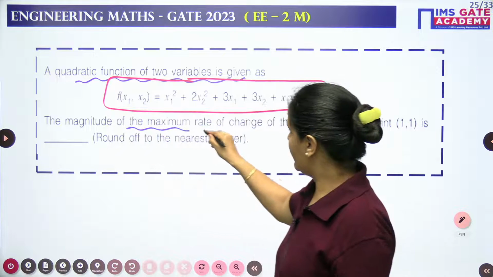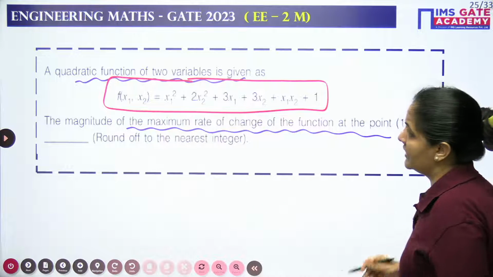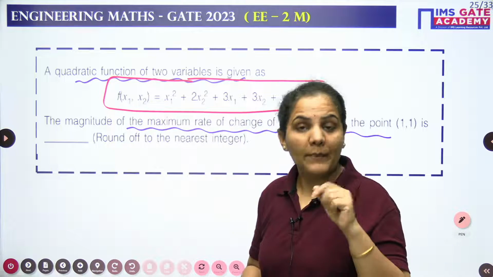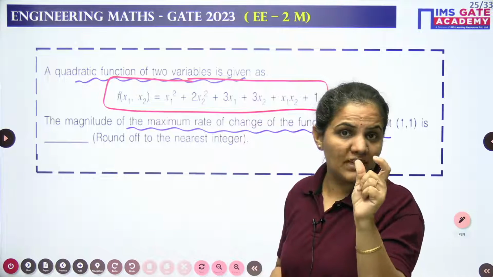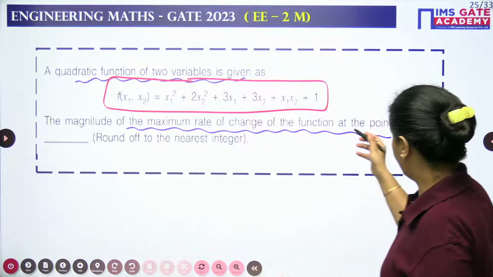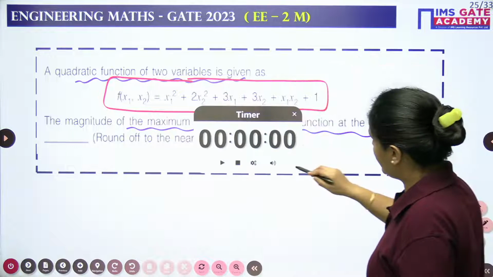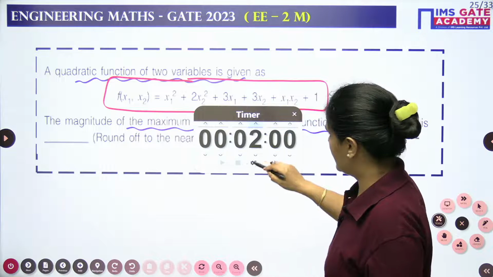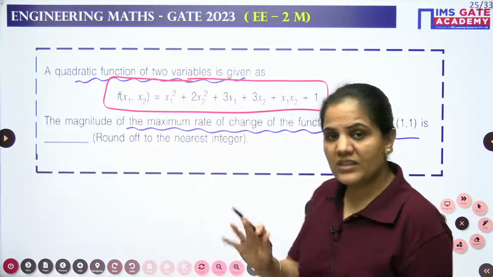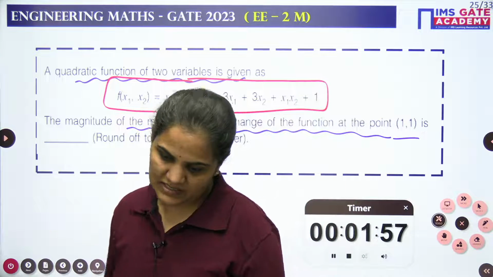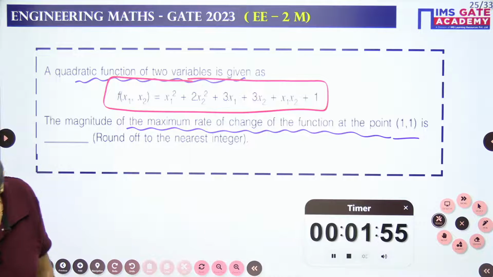So the magnitude of the maximum rate of change of the function. Please be careful with this line, this is very important, and the point is given to you. I am sure everyone can approach this question because this is a very easy question. Every student can approach this question very easily. Yes, just go for it, bacho.